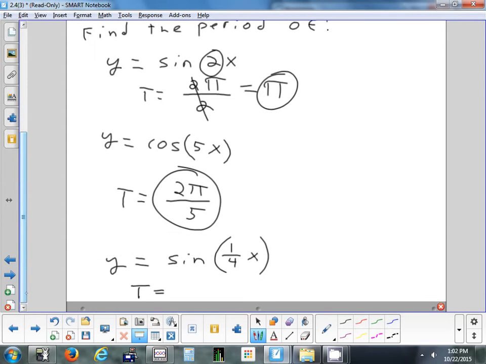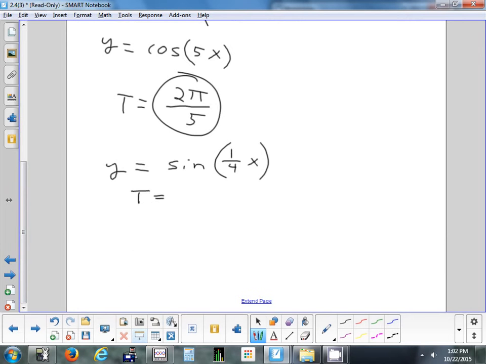Right. And one more. Sine of 1/4 x. Okay, Cooper, what goes in the top of my fraction? 2 pi. This time I'm just going to write it like this. I'm just going to make it a fraction. 2 pi over 1 because of the number I have in front of x. Okay, Bruce, what's going to go in the bottom this time? 1/4. Okay, so now I've got a fraction divided by a fraction. Trevor, how do I do that?